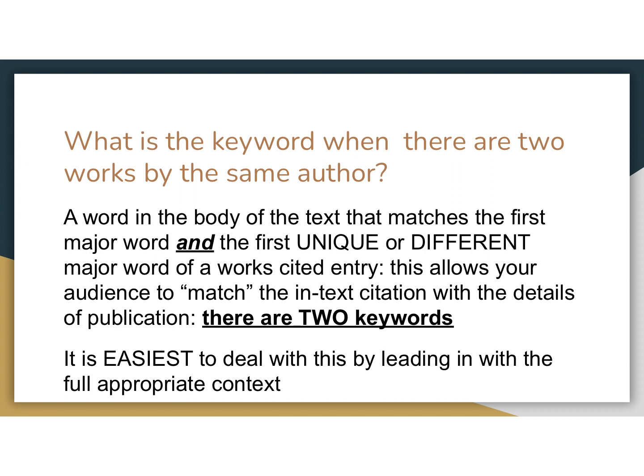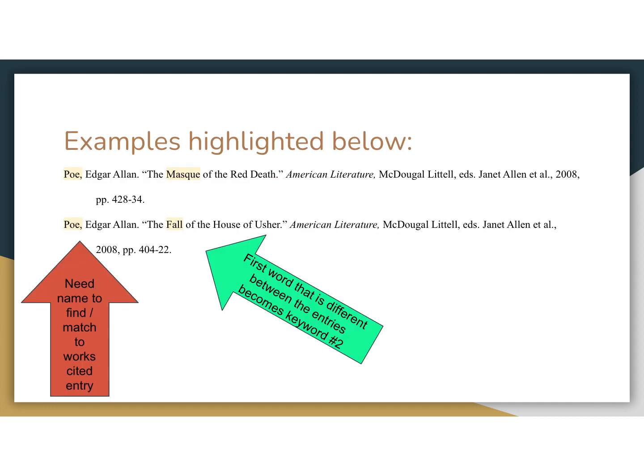One locks us into the left-hand margin of that works cited page, and then a second keyword tells us the first thing that's different between those two entries. I will tell you that the easiest way to deal with it is by leading in with the full and appropriate context. So let's take a look at how this looks. If we've got two works by Edgar Allan Poe, one is a short story called The Masque of the Red Death, and one is The Fall of the House of Usher. The first word, if we take that across, they're both Poe, Edgar Allan, The. And so the first word that's different would be Mask and Fall. So those would be the keywords.